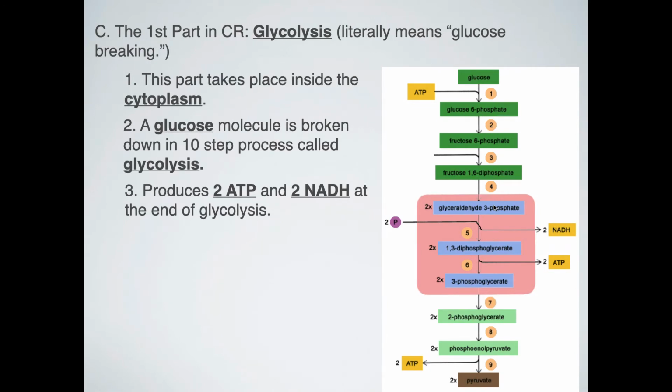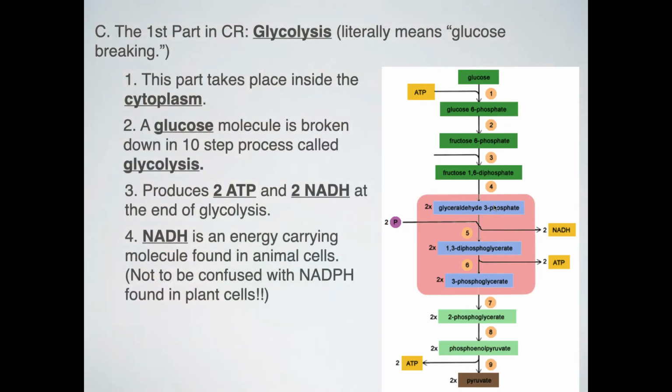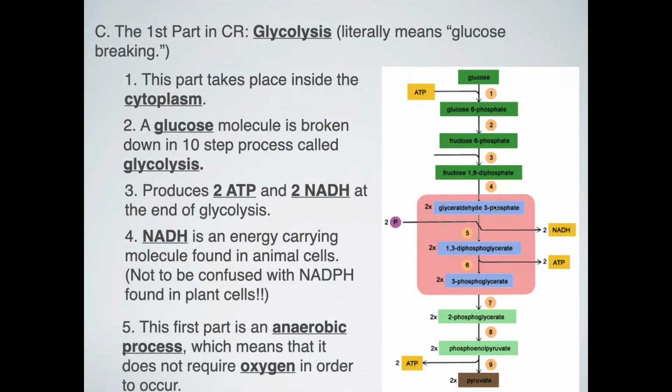So hey, remember when I said that plants use NADPH? Guess what animal cells use? NADH. So again, ATP is the primary one. NADH can do some cool stuff. But again, we only really care about the results. And so like it says, NADH is an energy carrying molecule found in animal cells. Do not confuse it with NADPH, which is found in plant cells. They're not the same thing. And also, last but certainly not least, the first part of this is anaerobic. You do not need any oxygen in order to do glycolysis. So the reason why we breathe in oxygen is not because of glycolysis.